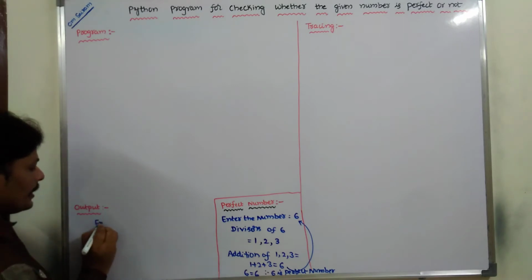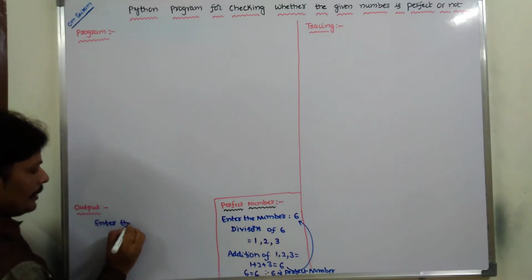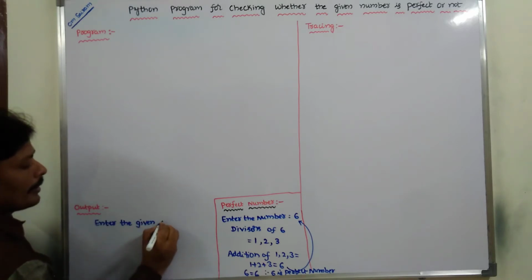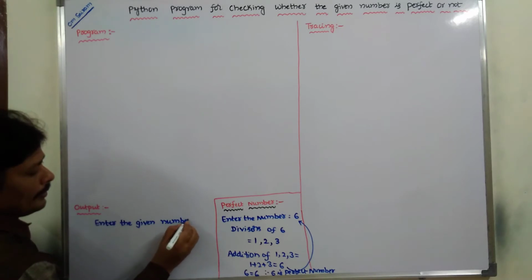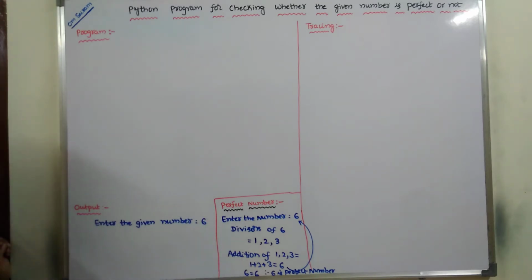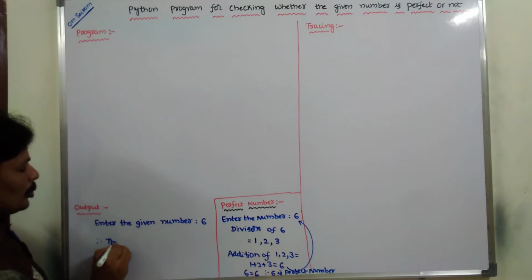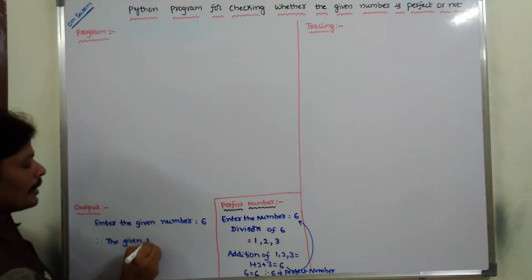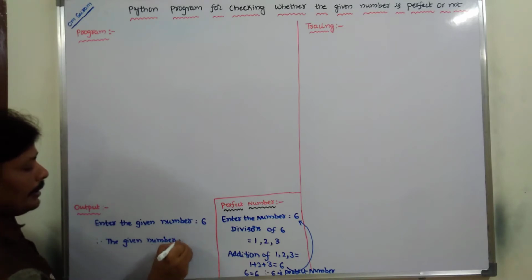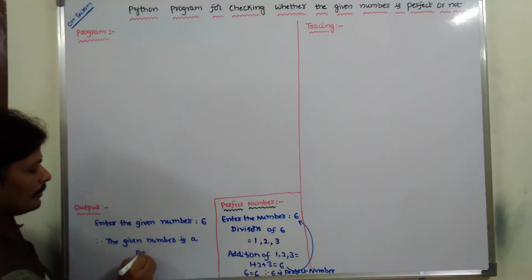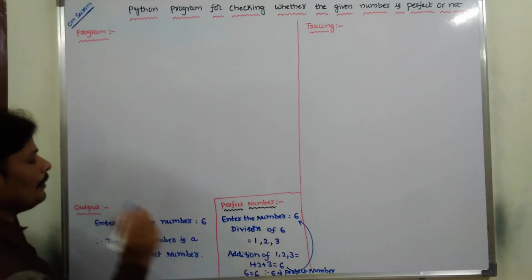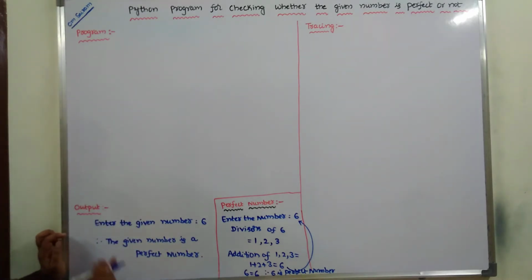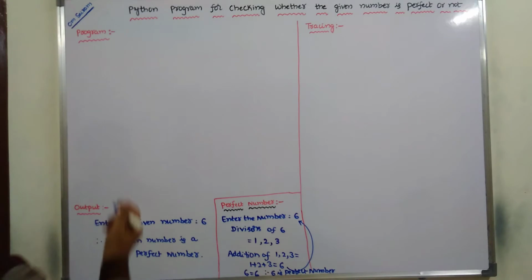First, enter the given number. That is 6. Is 6 a perfect number or not? Yes. So the output is: the given number is a perfect number. This is the output of the program. Now, according to the output, I am writing the program.